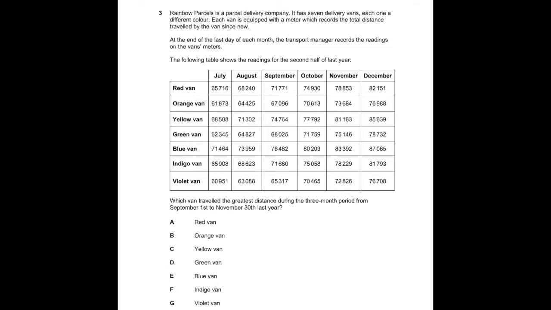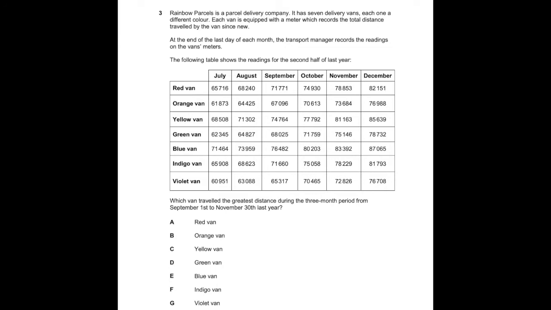The text states that each van contains a meter that records the total distance traveled by the van since new. Furthermore, the text also states that the values given in the table are the recorded readings from the last day of the month indicated. Therefore, to calculate the distance traveled between September 1st and November 30th, the value in the August column, not the value in the September column, as this represents the distance traveled from new to the 30th of September, must be subtracted from the value in the November column. Red van: 78,853 minus 68,240 equals 10,613.